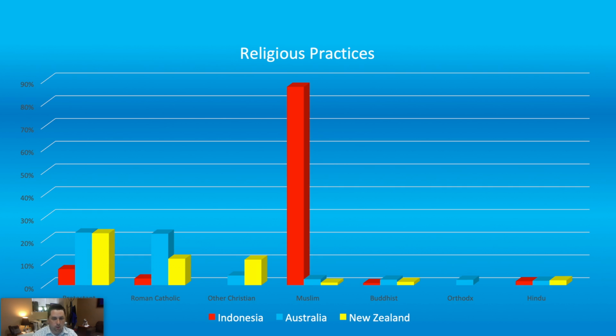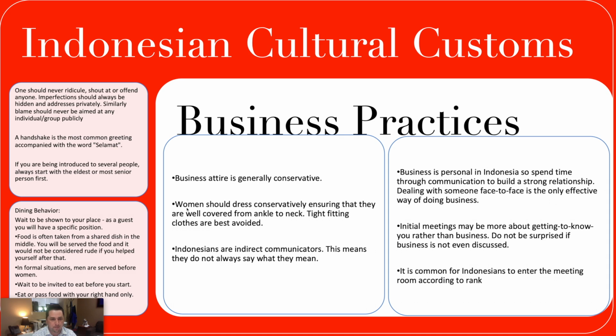We take a look at religious practices. You can see in Indonesia, Muslim faith is very important to them. In New Zealand and in Australia, you can see that some form of Christianity, be it Roman Catholic or Protestant, that's going to be your most practiced religion there. As we examine some business practices, you can see Indonesia is going to be the most different from the other countries.